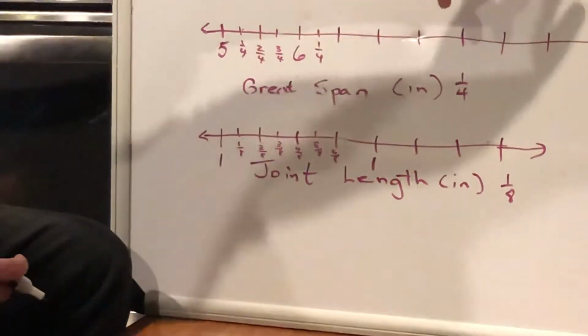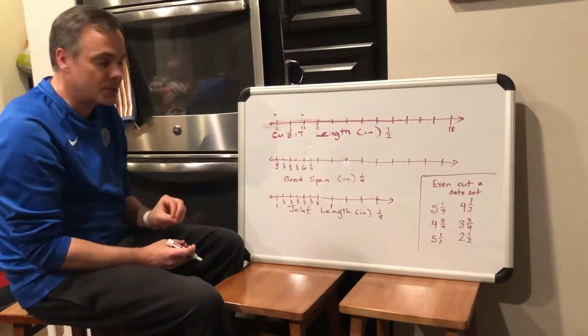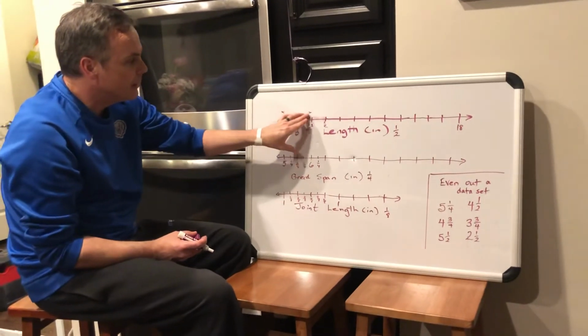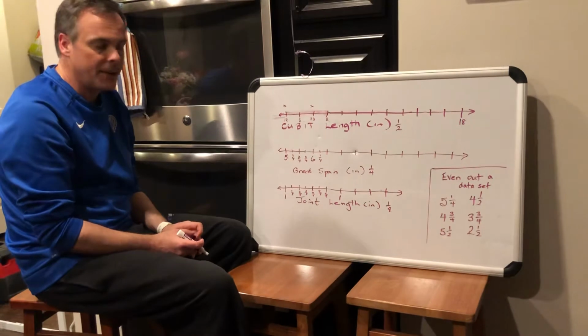You will then track all these numbers. Each data set will contain 30 separate numbers. So you should have 30 X's on each of these lines going up to analyze the data.